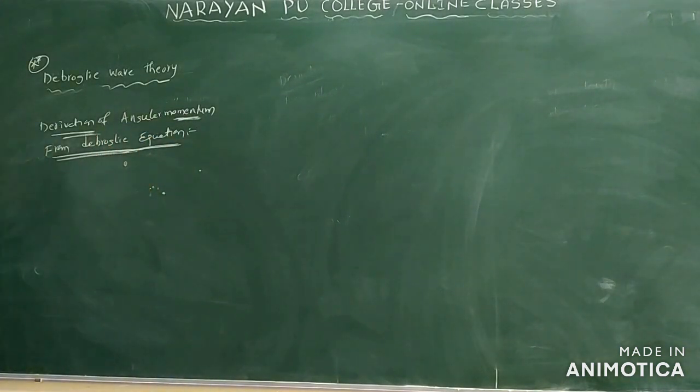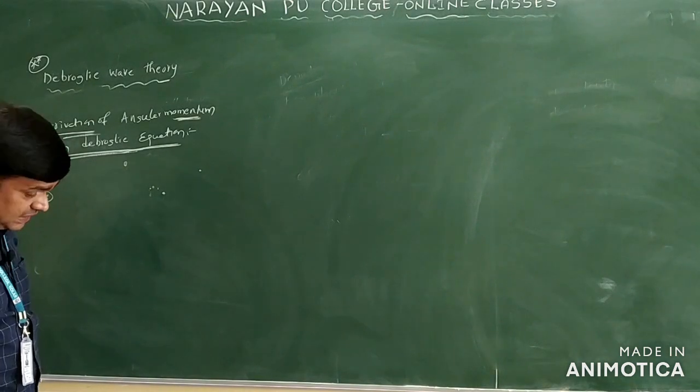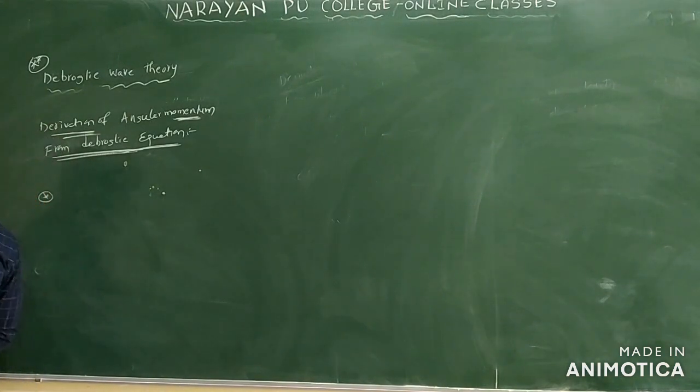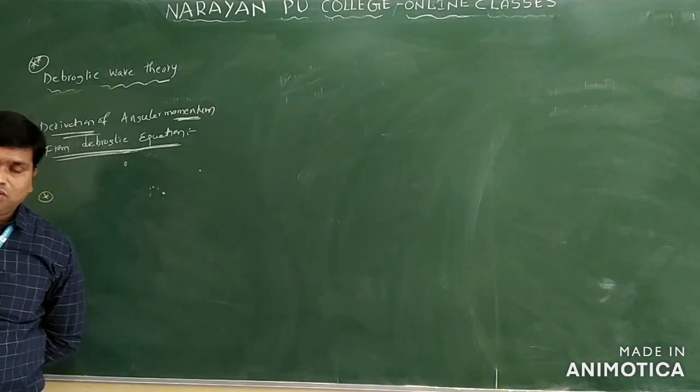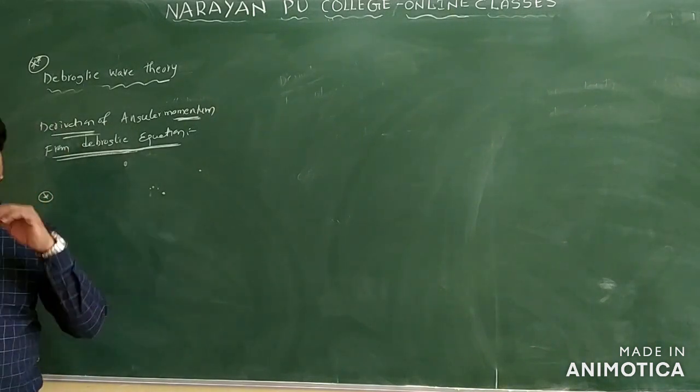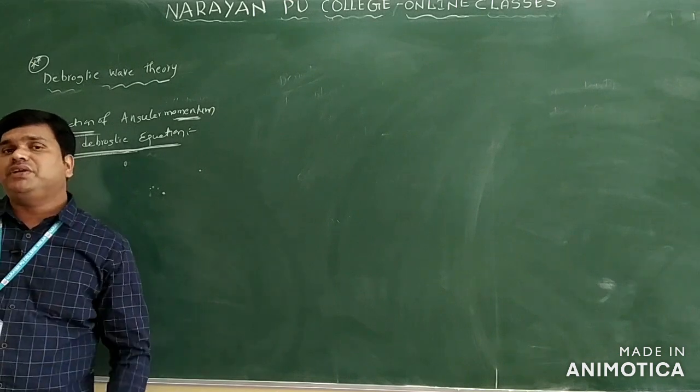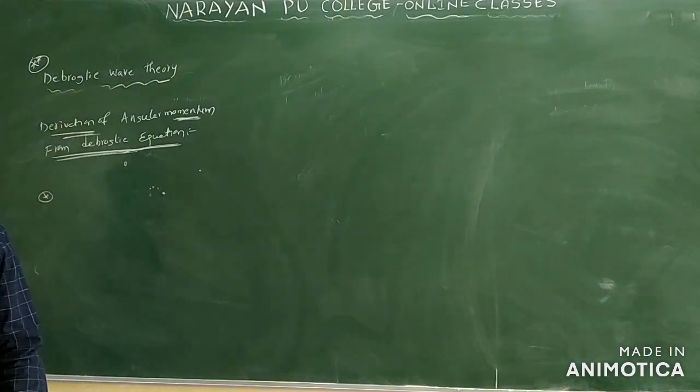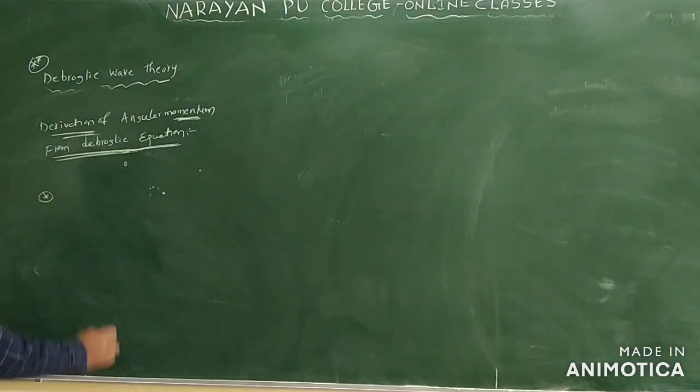So here, according to the Bohr model, electrons revolve around the nucleus in a circular orbit. According to de Broglie, the electron is not only a particle, it also has wave nature. It is not only having particle nature, it also has wave nature. We will write the first point here.